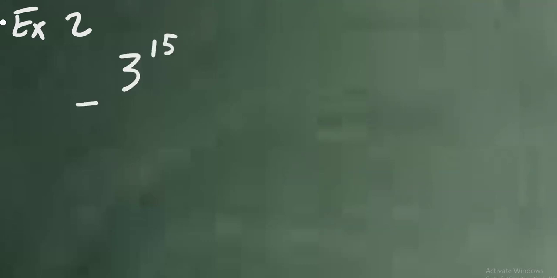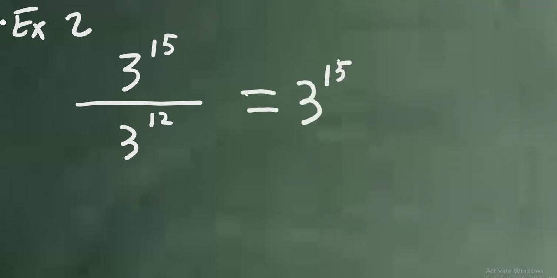Example 2: What is 3 to the 15th power divided by 3 to the 12th power? It equals 3 to the power of 15 take away 12, which equals 3 to the 3rd power. Why is it like this?